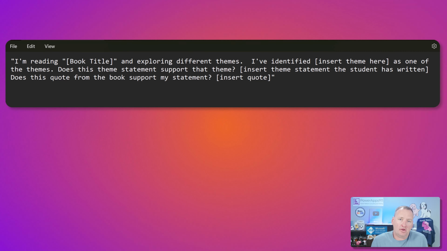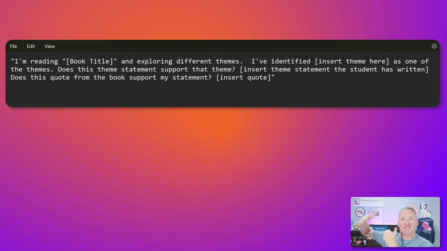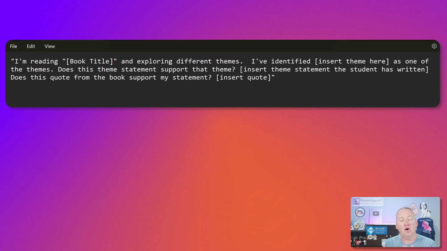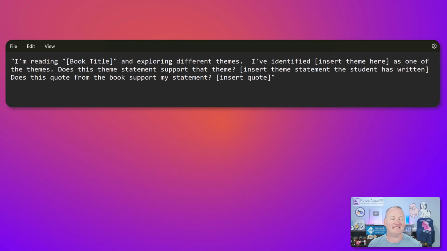I don't know about you, but when I was in school, it wasn't unusual for me to take off on a test or a quest like this and find out that my fundamental theme idea was completely wrong. So even though I then had a theme statement that supported my theme and then the quotes, it didn't matter because it wasn't a theme that the teacher cared about. So that sanity check is really great.